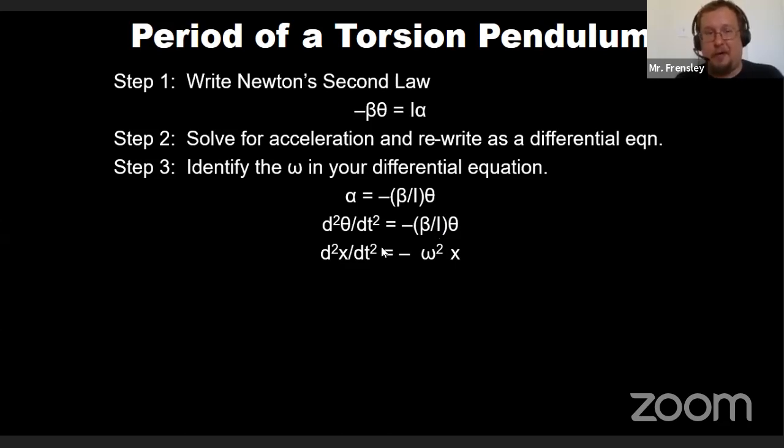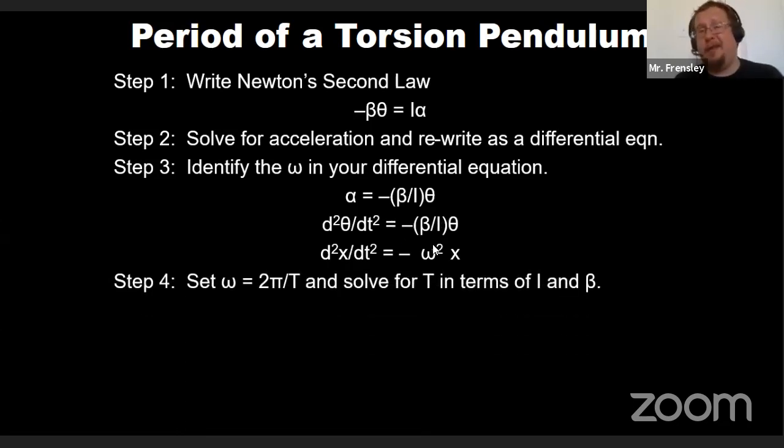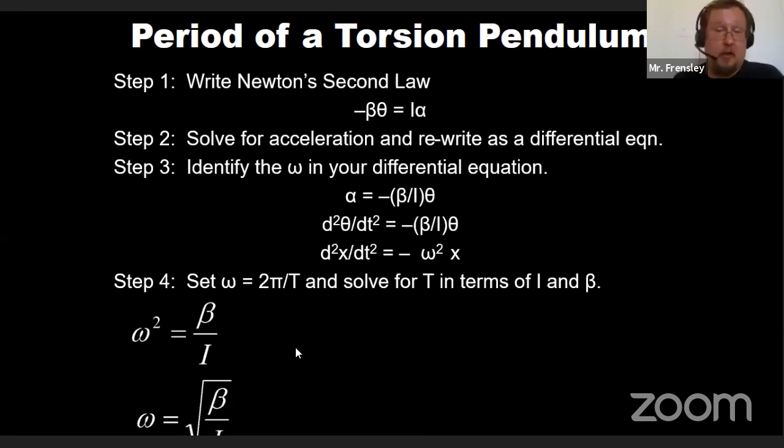So see, we're not doing any real calculus. We're going to throw this away. We're just going to take the beta over I and say that it's omega squared. That's step 4, right? So really the hardest thing to do is just figure out what your omega squared is. You start with Newton's second law, get alpha by itself, and the constants are omega squared. So omega squared is just beta over I. And then I'm going to take the square root because I don't like squares.